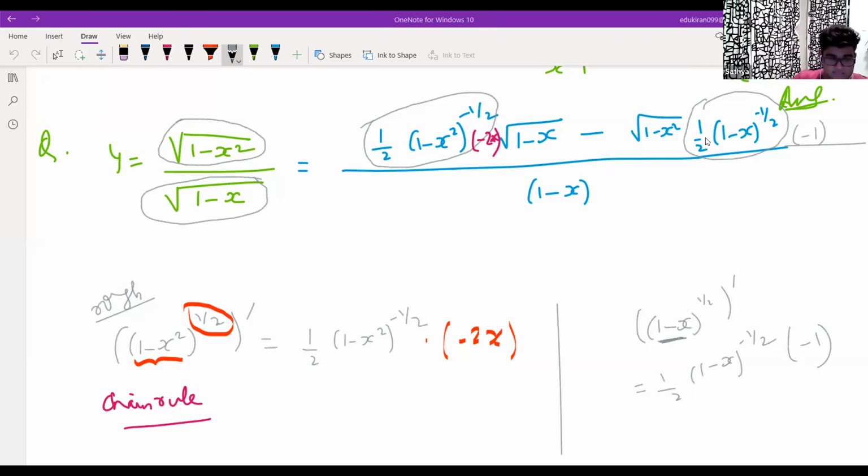So what is minus 2x? How do we get minus 2x? That is the differentiation of 1 minus x square. 1 is 0, then there is a minus, and x square is 2x. So 0 minus 2x will be minus 2x.